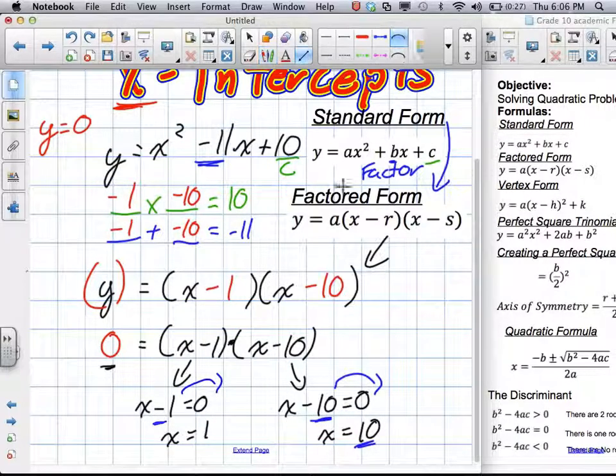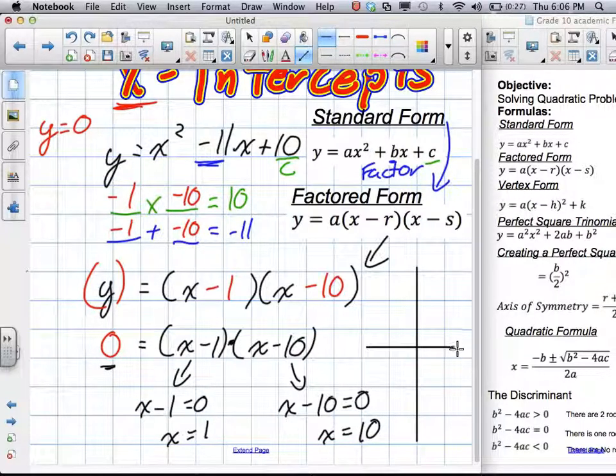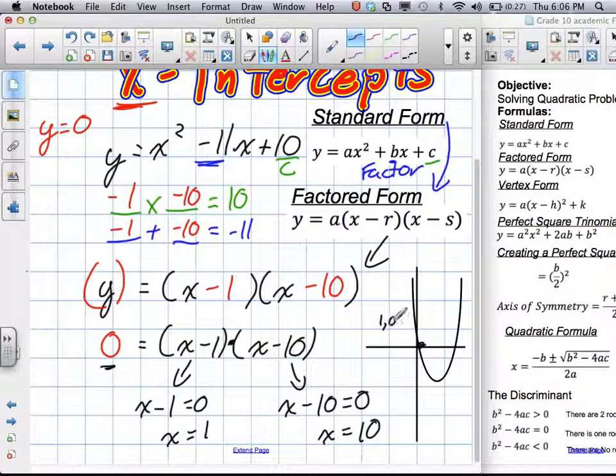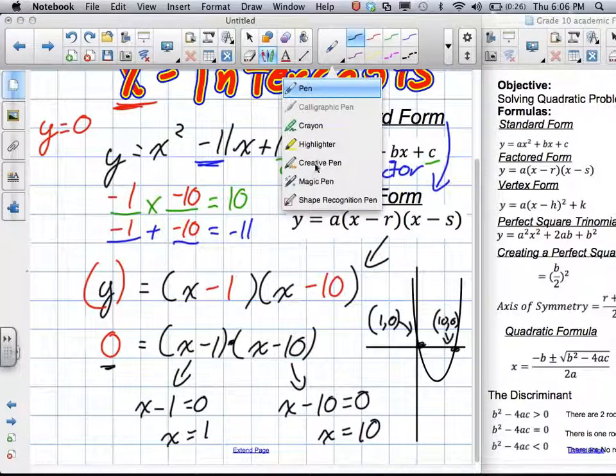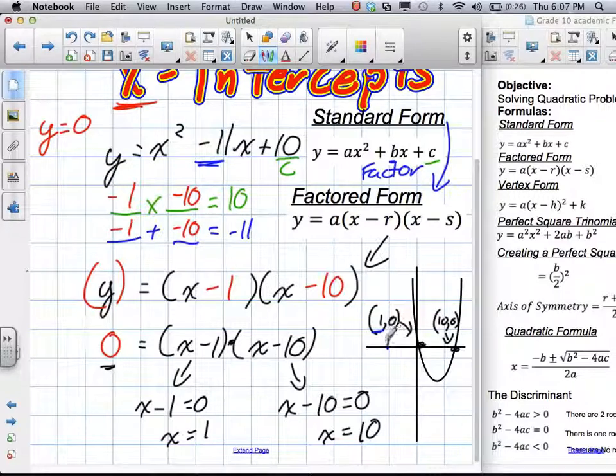So those are the x-intercepts, which when we go to graph again, it's probably going to be something like that. So, one of these points is 1 and 0. It's the x value. And the other point is 10 and 0. Right? And the reason the other values are 0 is because we set y equal to 0. We found our x values when y was 0. Our two x values were 1 and 10.